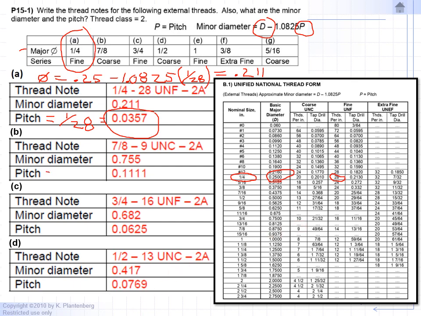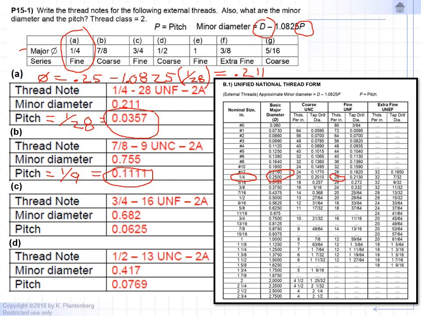To calculate the pitch, we take the inverse of 9. So the pitch equals 1 divided by 9, and that equals 0.111111. It goes on forever, right? Okay, so you can round off or use the number of decimal places you want, 2 decimal, 3 decimal, 4 decimal places. I'll leave it up to you.